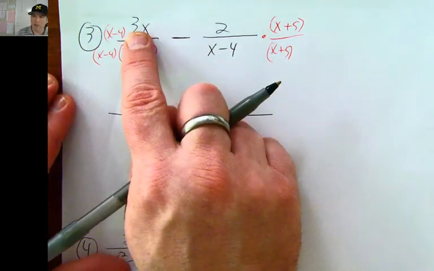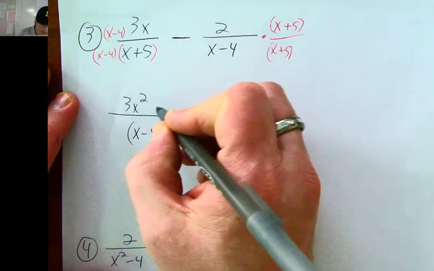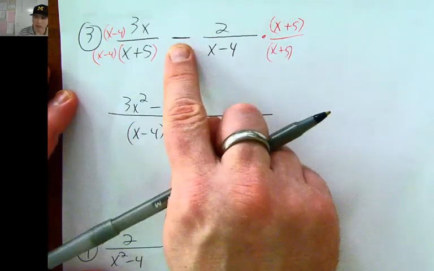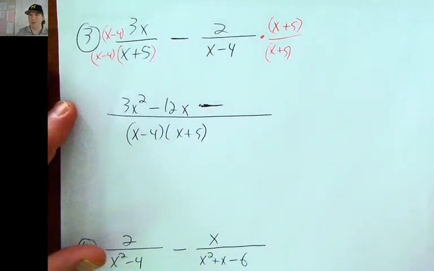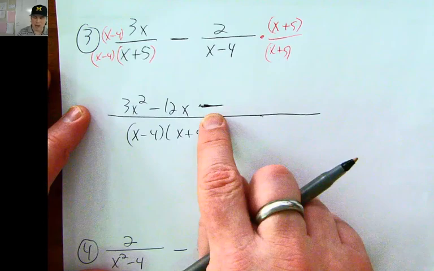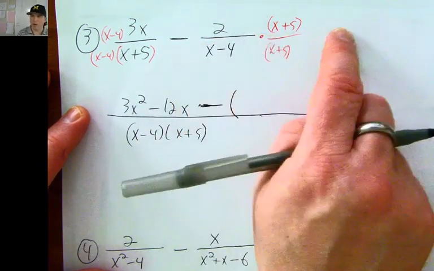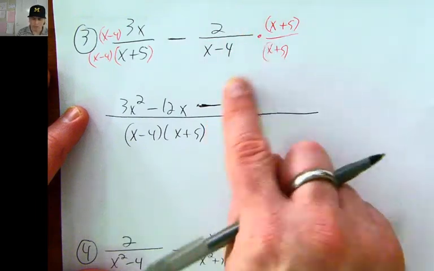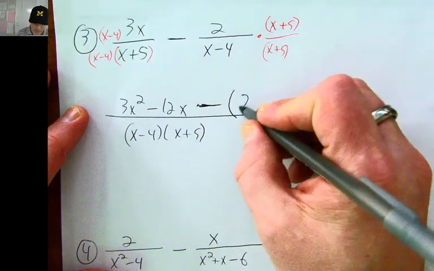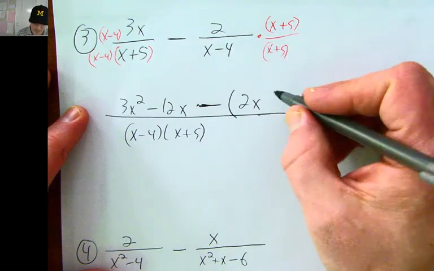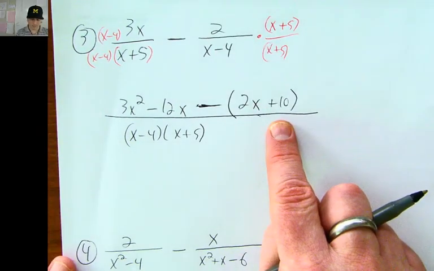The numerator, 3x times x minus 4 is 3x squared minus 12x. And then I have this minus here. Be careful. If people are going to make a silly mistake with these problems, it's going to happen here with the minus. Because anything that comes after the minus is part of this other fraction, so it all needs to be in parentheses. 2 times x is 2x, and 2 times 5 is 10. So notice I put it all in parentheses.